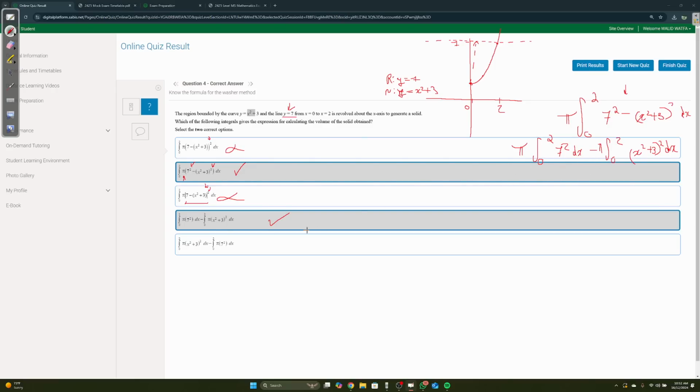Here they put the pi inside, which, like I told you, doesn't matter if it's inside or outside, it's the same expression. So they took it inside, which is completely fine. All they did was cut up this integral into two parts, which is correct. Why is this one wrong here? You need to know that big R is y equals 7. This is why I told you, graph it, make sure you're correct, because here they're using big R as x squared plus 3, and that's wrong.